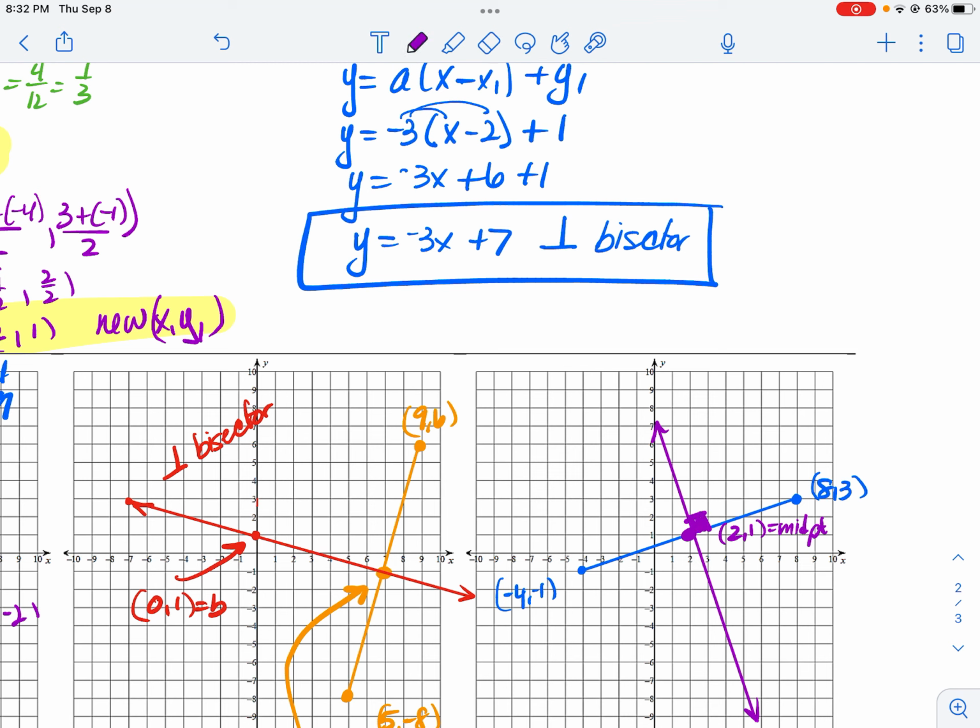That is perpendicular, which means that this piece and this piece are congruent. So this is y equals -3x plus 7, which is my perpendicular bisector. And you can see I didn't extend my line far enough, but you can see that we're going to go through 0, 7, which is our b.